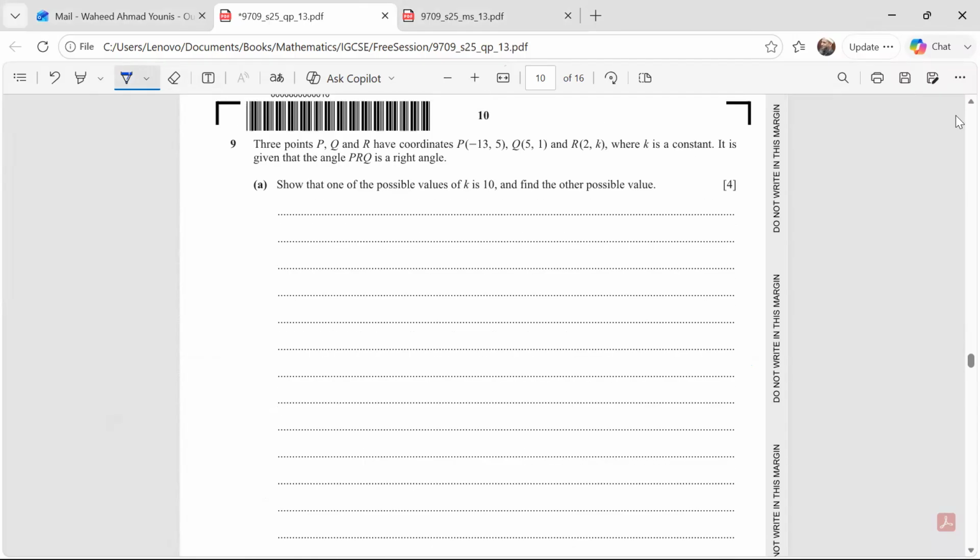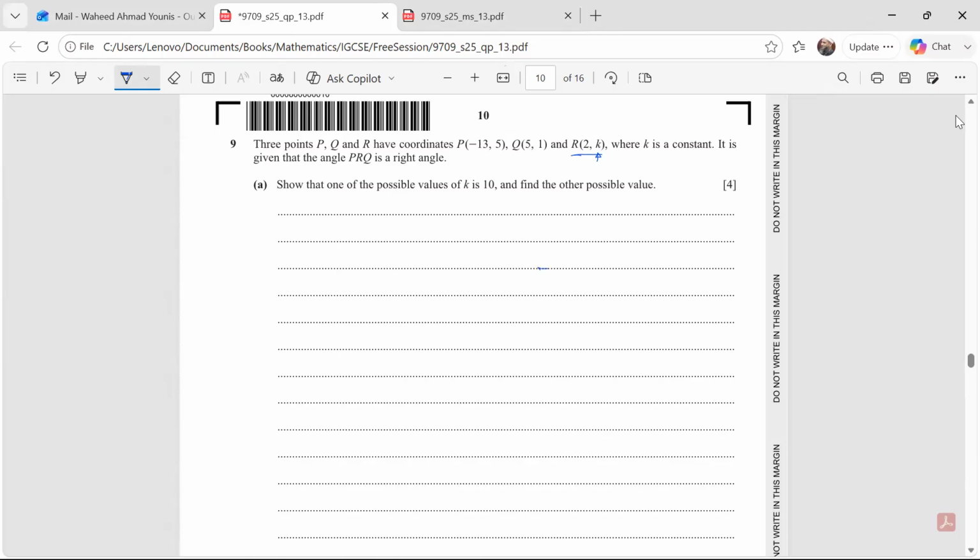It's a very interesting question. There are 3 points P, Q, and R. The coordinates of P are given, Q are given, and R is given in terms of k, where k is a constant. It is given that angle PRQ is a right angle. We have to find the value of k, knowing that this is a right angle.